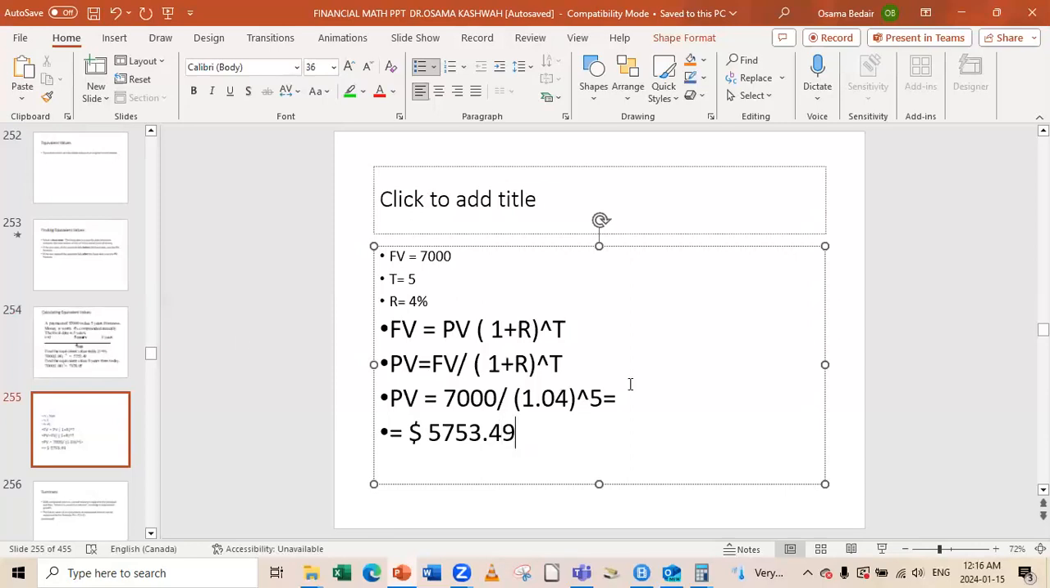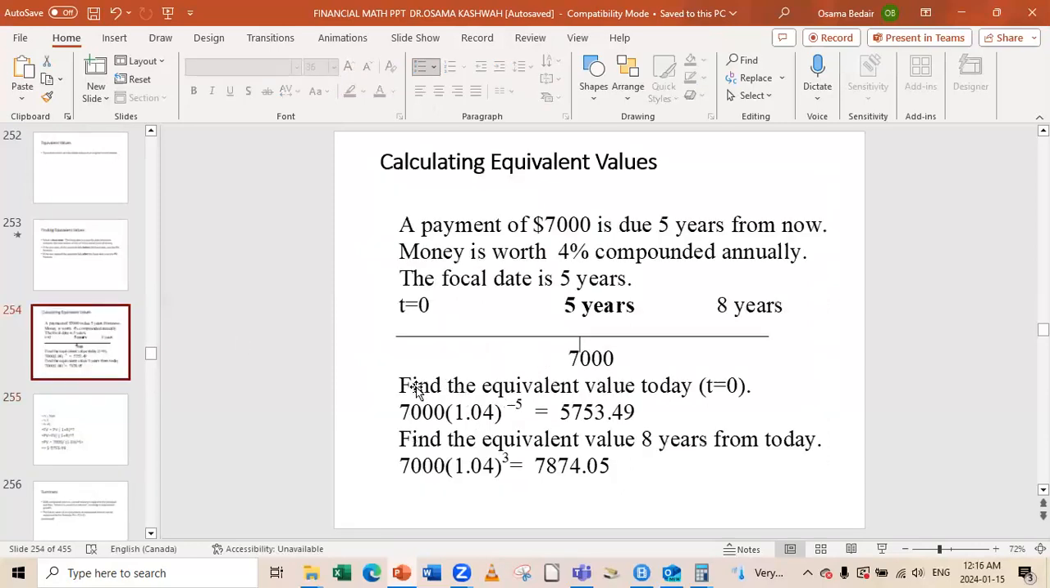Okay, the second part of the question; this was the first part. The first part was to find the equivalent value today, when t equals 0. Now, find the equivalent value 8 years from today. Eight years from today means 3 years after the 5 years. From 5 till 8, it is 3 years.